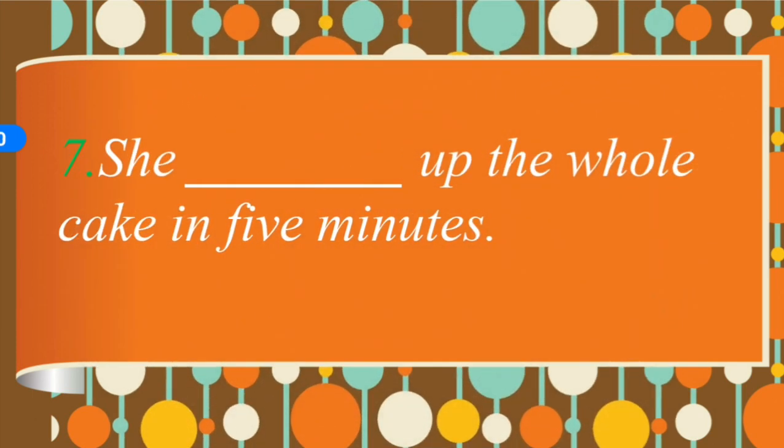Next one. She dashed up the whole cake in 5 minutes. And the verb is eat. Again, an irregular verb. Those who remember the past tense of eat, it would be very easy for them. Yes, it is ate. She ate up the whole cake in 5 minutes.